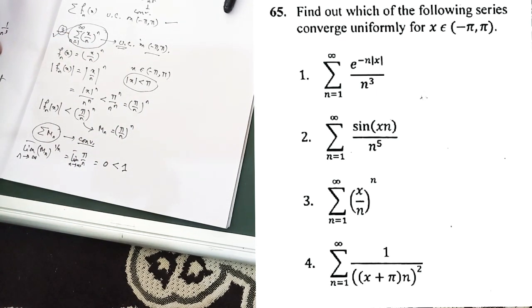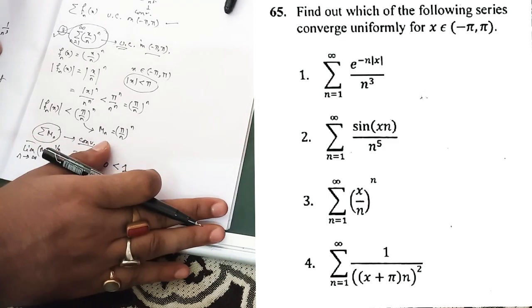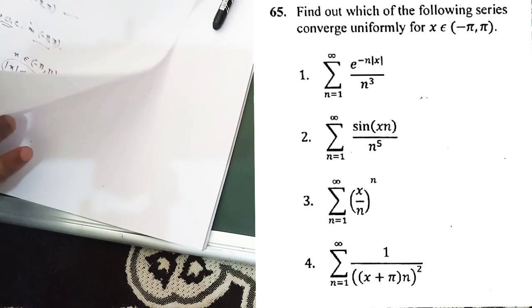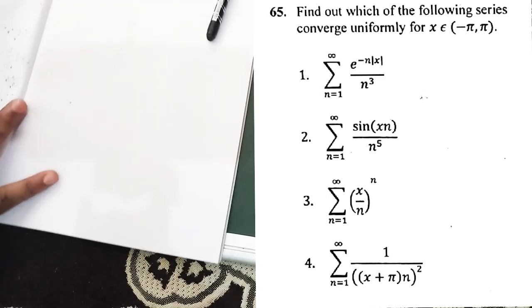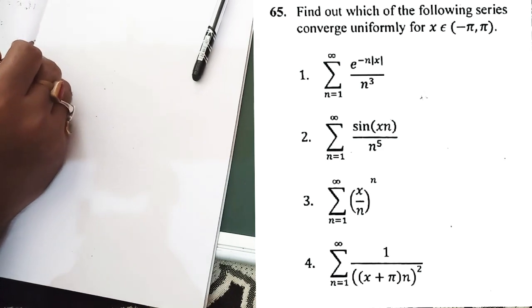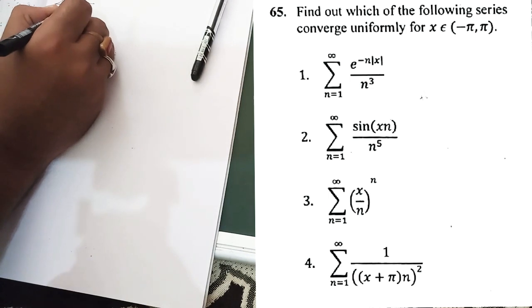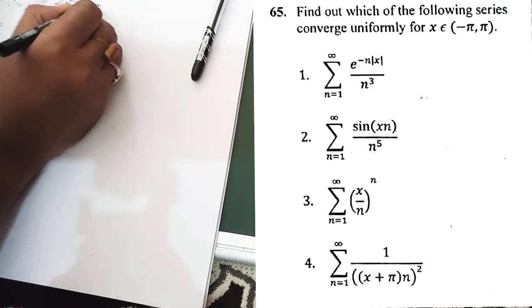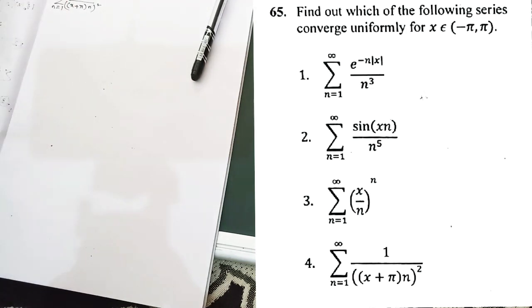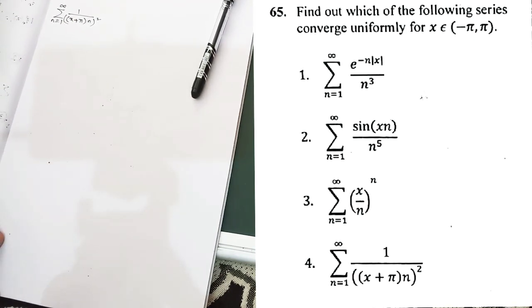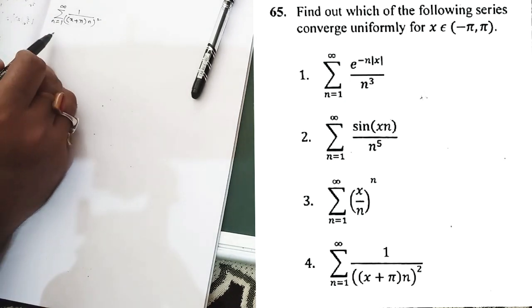Now come to the last option, where they have given us the series 1 by (x plus pi) times n, whole square, n from 1 to infinity. This series is given to us.